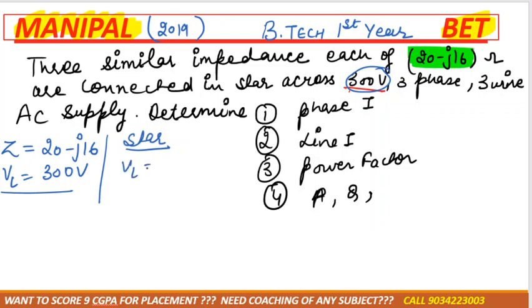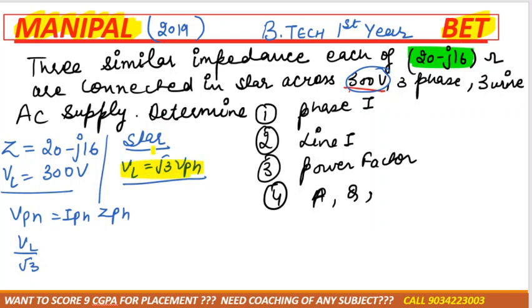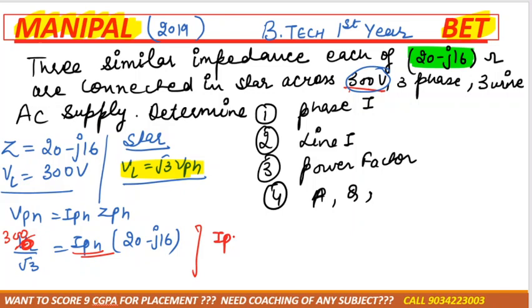So in the star connection, VL is equal to root 3 of VPH, and you know the formula VPH is equal to IPH multiplied by ZPH. VPH is how much? VL by root 3, from this relation which we have studied. IPH we need to calculate. ZPH is given, 20 minus J16. So VL is given as 300, so it would be 300 by root 3. Now can you get the value for IPH?